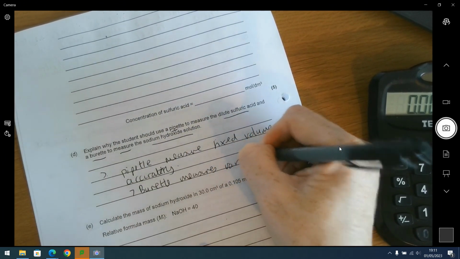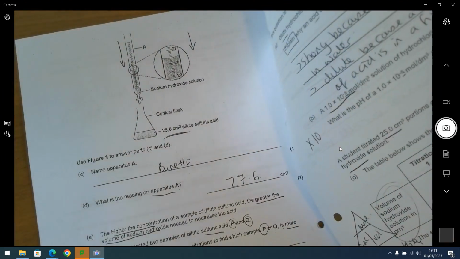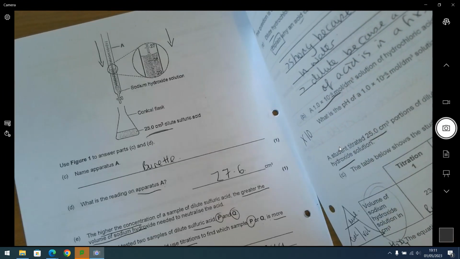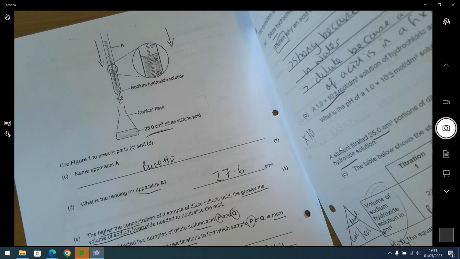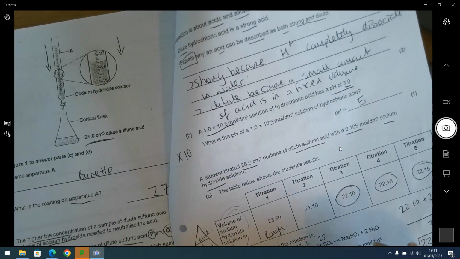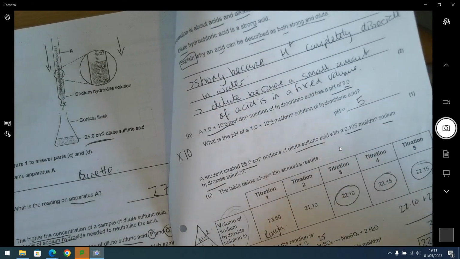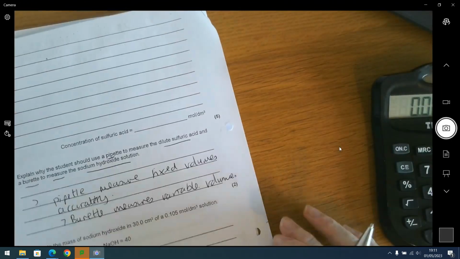And we wanted to work out from this, didn't we, the concentration of sulfuric acid. So we wanted our sodium hydroxide to be in the burette, because we wanted that to be able to have variable volumes, which is what we did obviously measure. And we wanted our acid to have a fixed volume, and that's why we'd use the pipette for each of those.